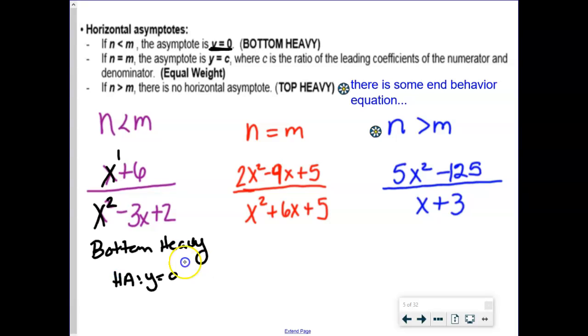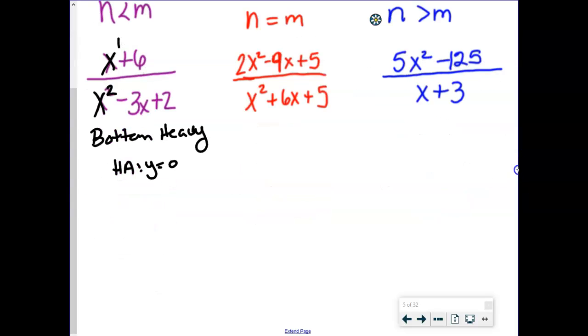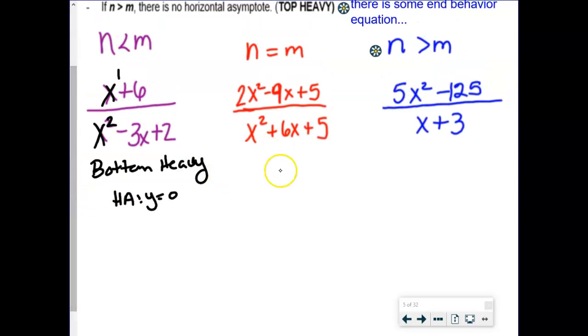We'll talk about why right now, but you don't need to really understand this part. I'm just talking to the people who are very interested in why that's true. A horizontal asymptote is about end behavior, so as I go really far left and really far right.